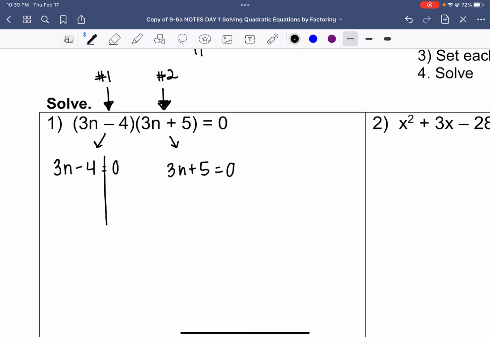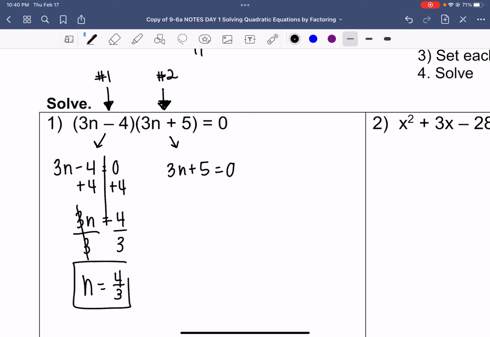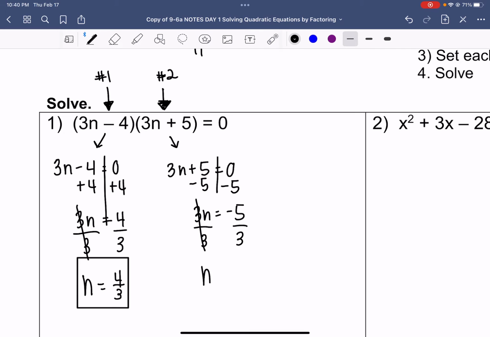and solve for n. So we're going to add 4 here, and then 3n equals 4, divide by 3. N equals 4 over 3. This one over here, we're going to subtract 5. 3n equals negative 5. Divide by 3. N equals negative 5 over 3. And these are the solutions, the roots. Okay.